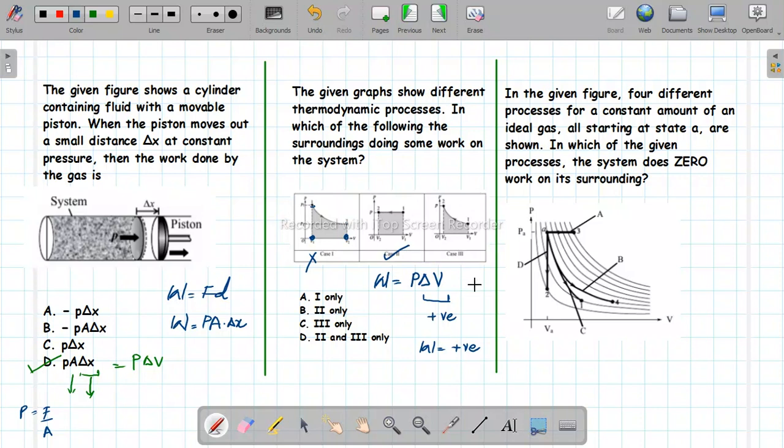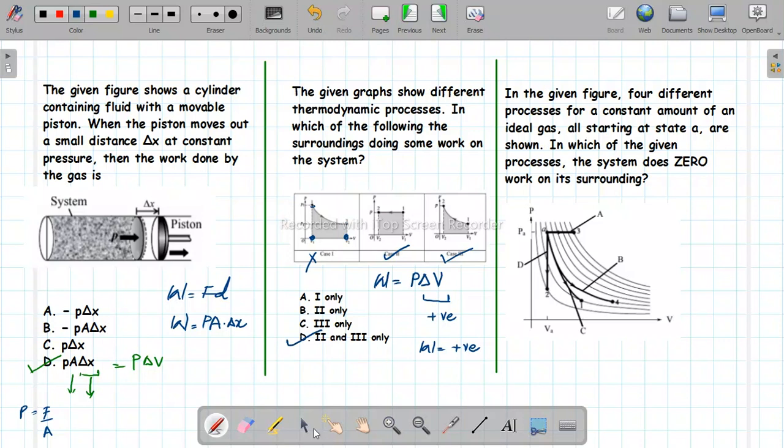And then let's just see this as well. Starting point was 1, ending point is 2. 1 से 2 तक आने में आपका system compress हो रहा है. See, volume has reduced. So we'd say that यहाँ पर भी delta V is negative, work done is negative, and we'd say that option D is the correct option because case 2 and 3 दोनों में ही negative work done है. That is, work is being done on the system by the surrounding. So option D is the correct option.